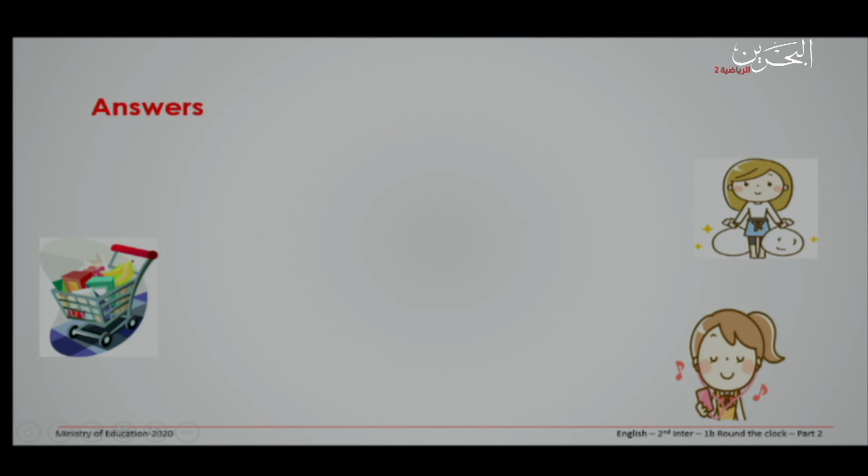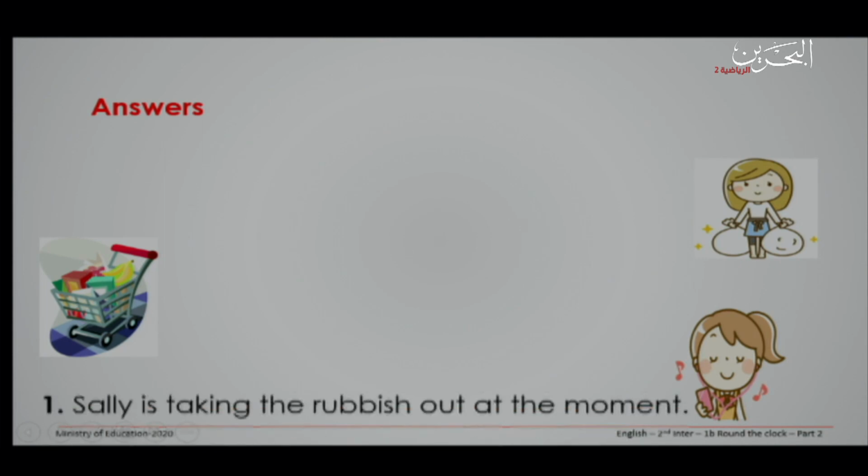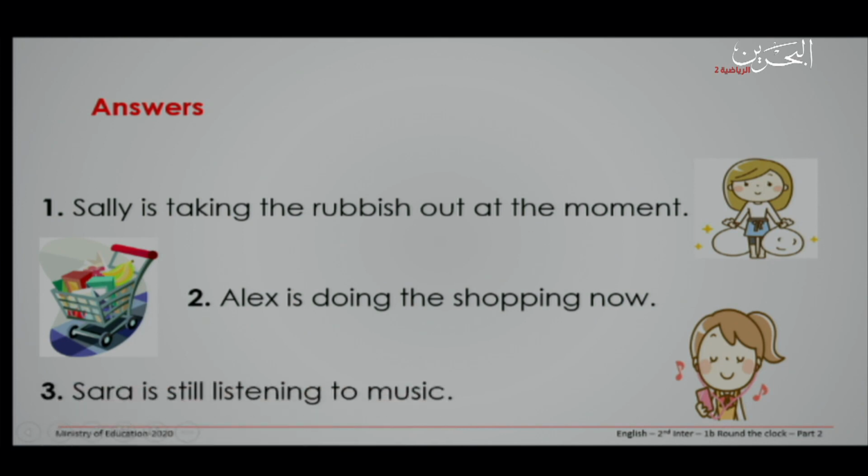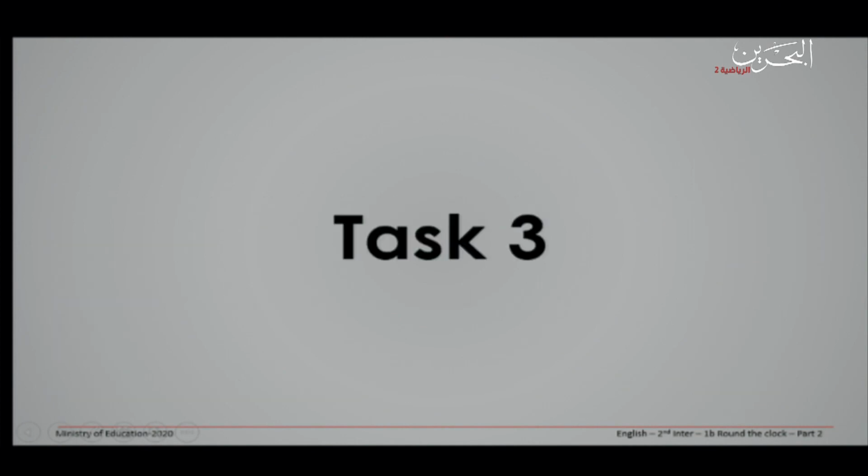Now let's look at the answers. Number 1, Sally is taking the rubbish out at the moment. Number 2, Alex is doing the shopping now. Number 3, Sarah is still listening to music. Congratulations for finishing task 2 correctly. Now we are ready for task 3.